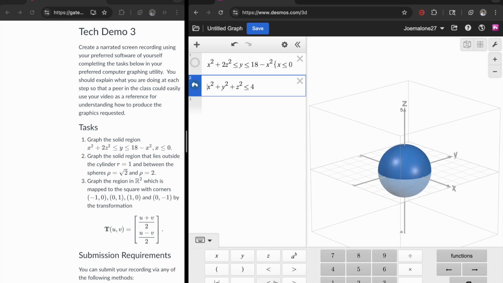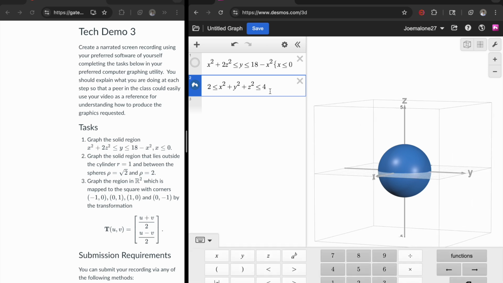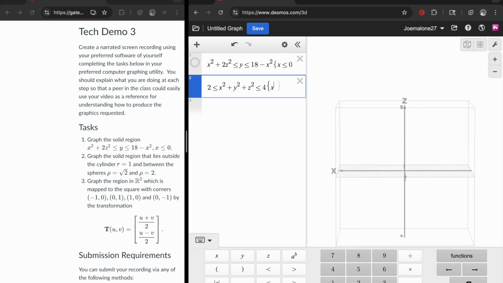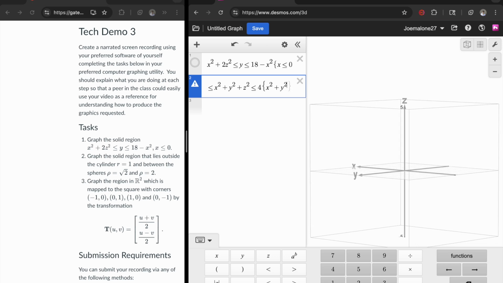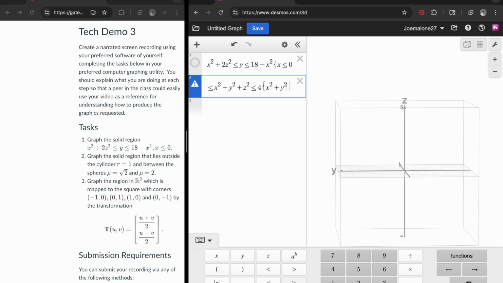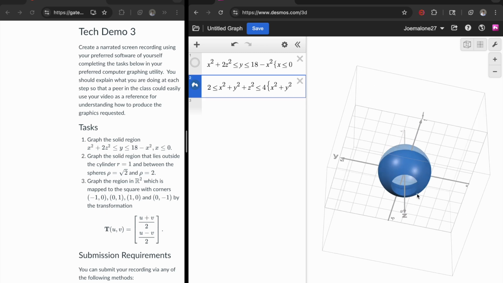So we get that first sphere. And then on the left side, it has to be greater than square root 2 squared, which is just 2. And we'll get that sphere. Now we need to cut out the cylinder r equals 1, which we use curly braces again for our bounds. And we know a cylinder is x squared plus y squared in a 3D region, and the radius is equal to 1. So we'll do greater than 1. Then we'll get that bead looking shape.